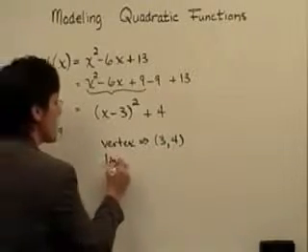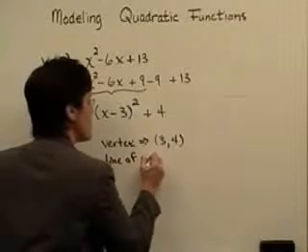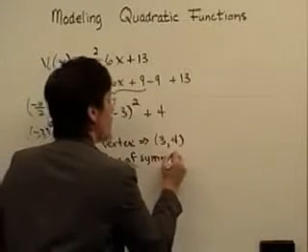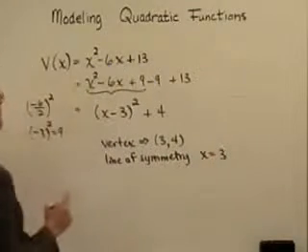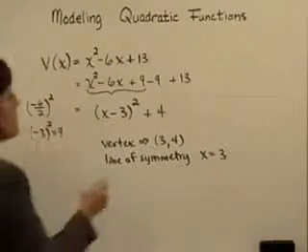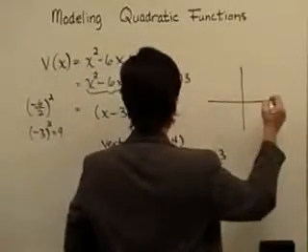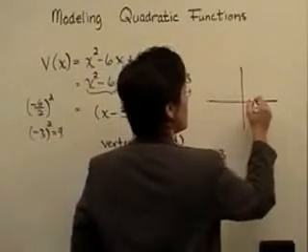My line of symmetry, again, if I were to graph this, is where x equals 3. That's the minimum point. Yes, this is a minimum, because I'm looking at a graph that looks like, and I'm going to try to sketch this.